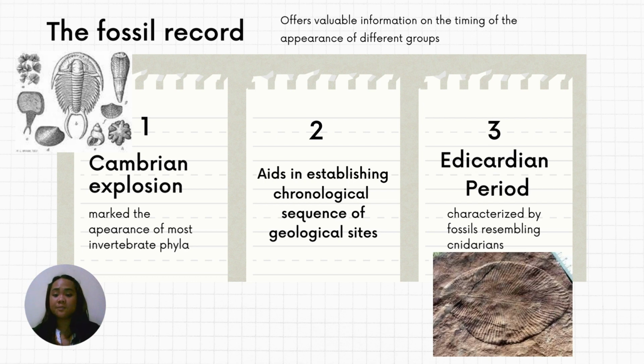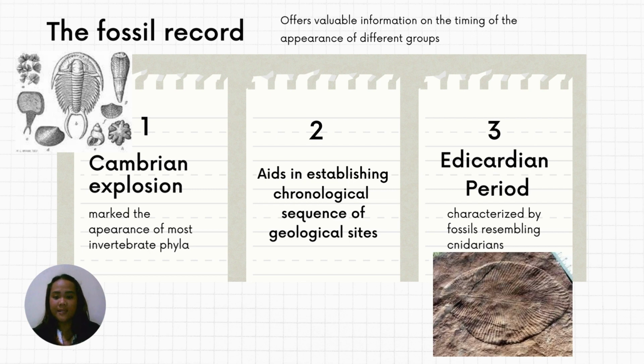First, we have the Cambrian explosion, which occurred over a relatively short period of 5 to 20 million years. The Cambrian explosion marked the appearance of most invertebrate phyla. Constructing phylogenetic trees based on modern organisms' characteristics becomes challenging due to the rapid diversification because of this explosion, where the majority of evolutionary changes took place.